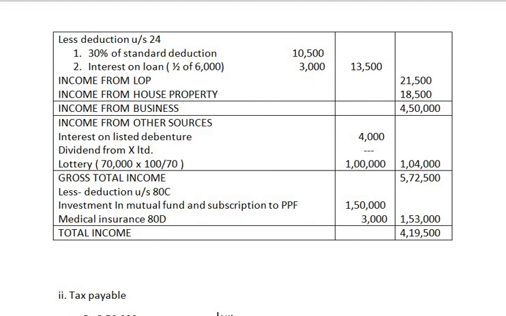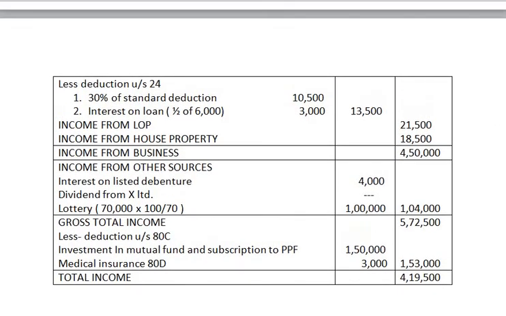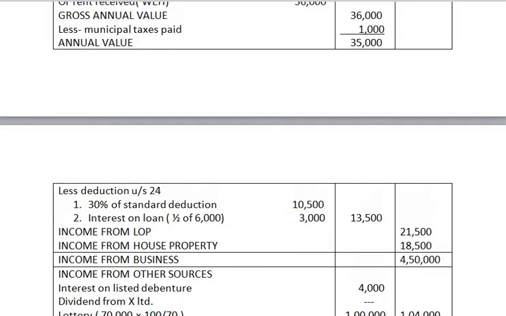Now 35,000 minus 13,500, the balance remaining is 21,500, which is known as income from let out property.